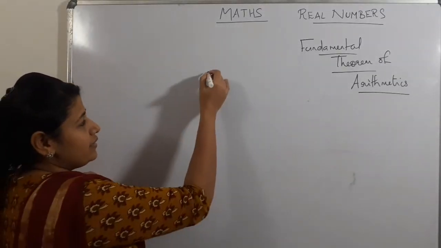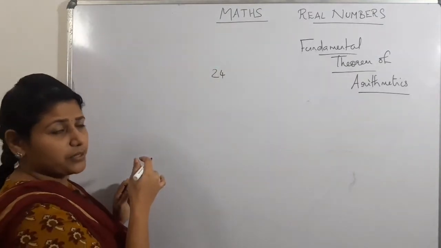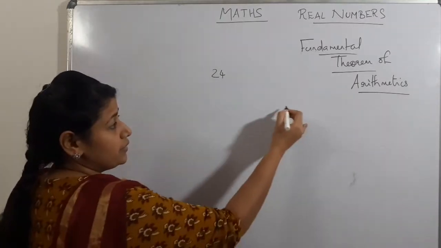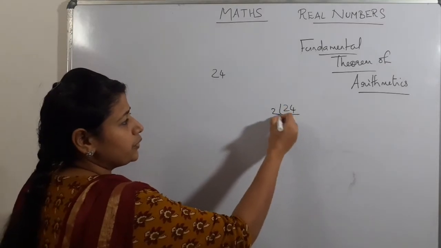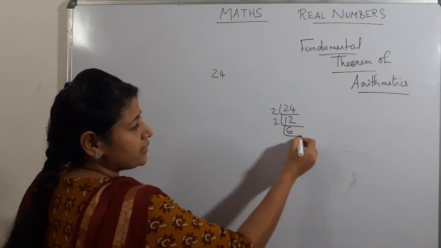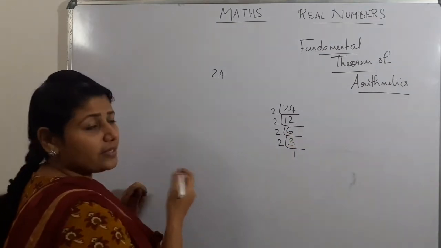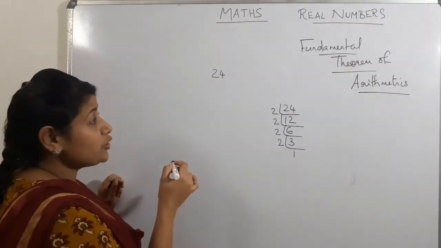Okay. Let's take 24. You know that 24 is a composite number. So 24 can be written as the product of prime numbers. 24 divided by 2 is 12. Again divided by 2, 6. Again 2, 3. Again 3, 1. This may also be written as a factor tree that you have already studied.